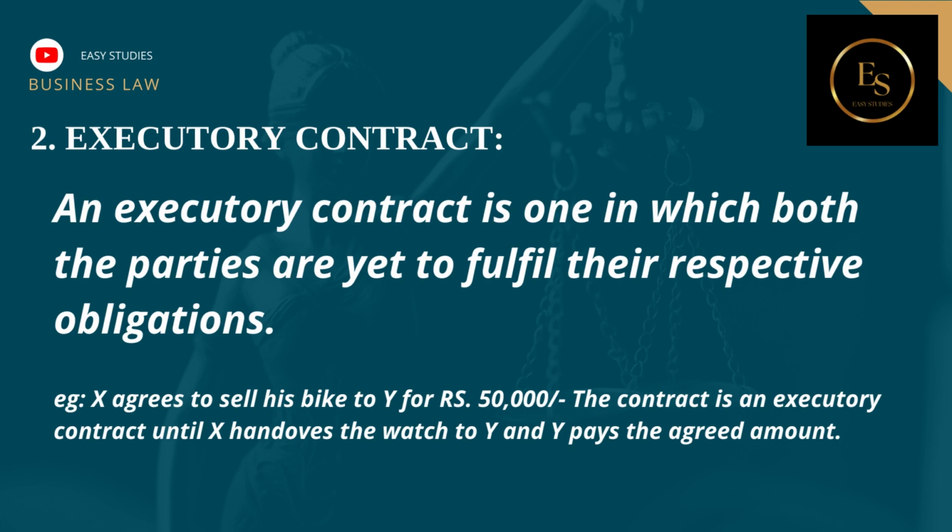2. Executory contract. An executory contract is one in which both the parties are yet to fulfill their respective obligations. X agrees to sell his bike to Y for Rs. 50,000. The contract is an executory contract until X hands over the bike to Y and Y pays the agreed amount.